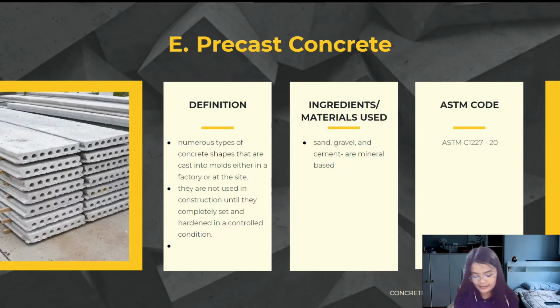So, ayun. Next is the precast concrete. This concrete is created and cast in a factory according to exact specifications. Precast concrete units are then transported to the site and assembled. This type of concrete can be concrete blocks, precast walls, or staircase units and poles. The advantage of using precast concrete is its speedy assembly. Since the units are manufactured in a factory, they are of very high quality. ASTM code for this type of concrete is ASTM C1227-20.